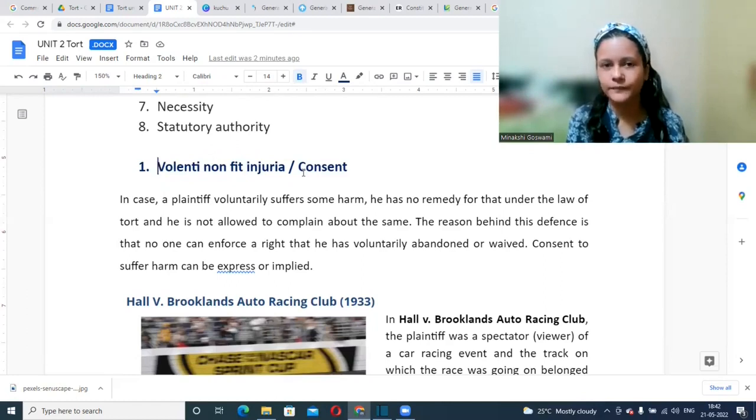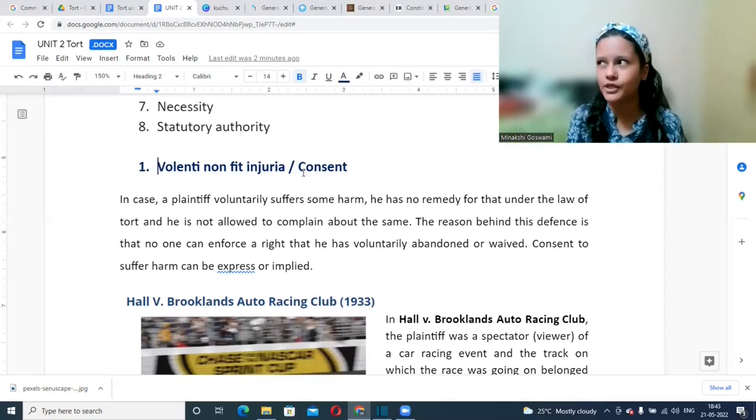Take for example, you would see that before any certain operation, doctor would ask the patient or the attendant to sign on a consent form. Have you seen that? Yes. And why do they do that? Because they want to take consent, because there are some risks involved in it, right?